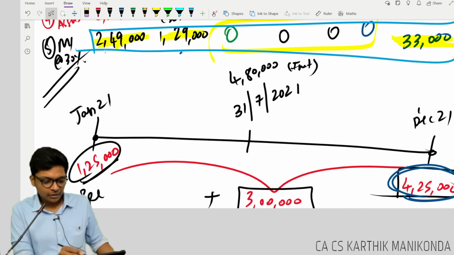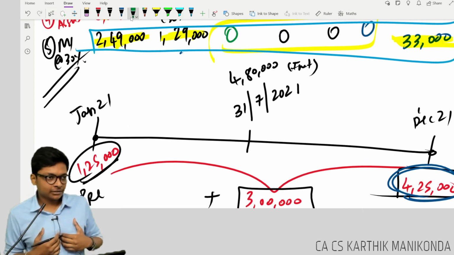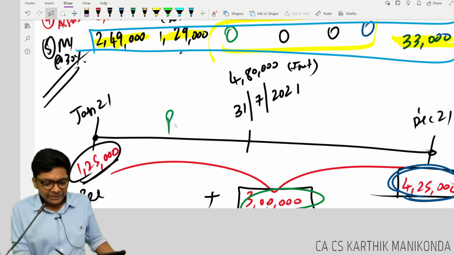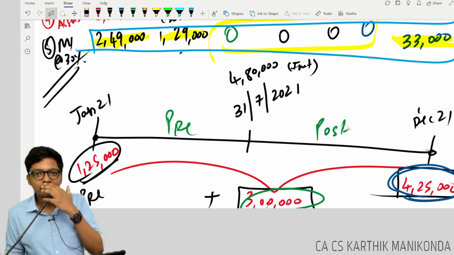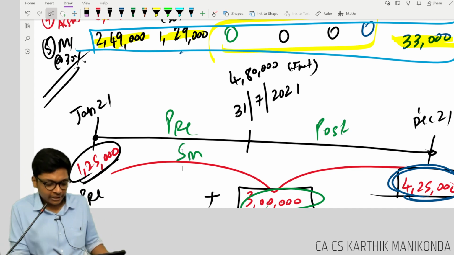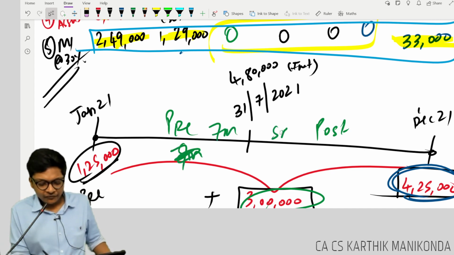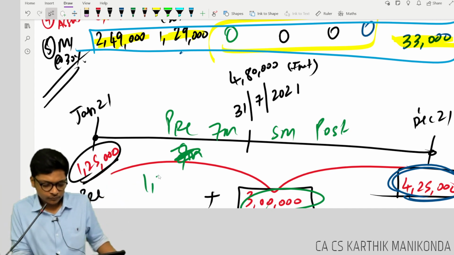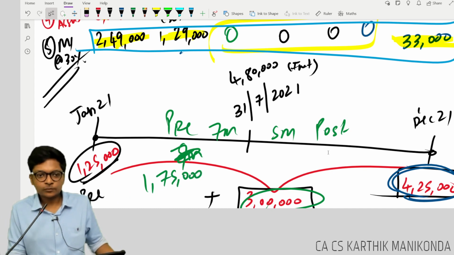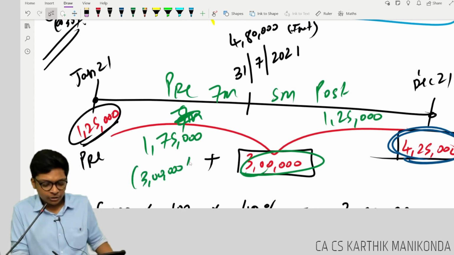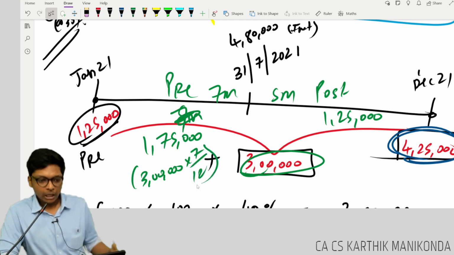Okay. Fine. Following, guys. Now I have to find out how much is pre and how much is post. In this 3 lakh, how much is pre and how much is post? You tell me. In the time ratio, here 5 months, here 7 months. So I will split 3 lakhs into 7 months and 5 months. How much are you getting this side? 1 lakh. This side 1 lakh 25. How did 1 lakh 75 come? 3 lakh into 7 by 12.